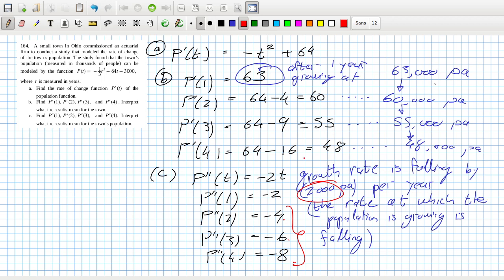You can kind of see, like 55 to 48, that's a drop of about 7. So it's a nice question that they had you do 1, 2, 3, 4. I like it. Okay.